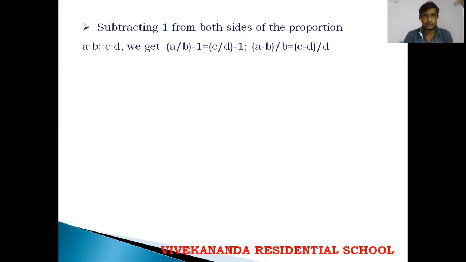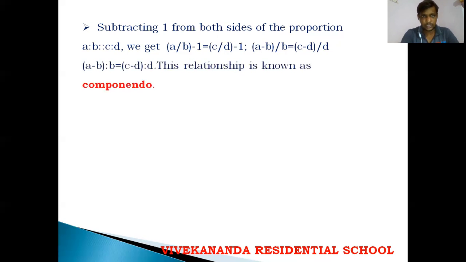So by subtracting 1 from both sides of the proportion A is to B equal to C is to D, we get A by B minus 1 is equal to C by D minus 1. After doing the LCM and simplification, we'll get A minus B by B is equal to C minus D by D. This relation is also known as dividendo.